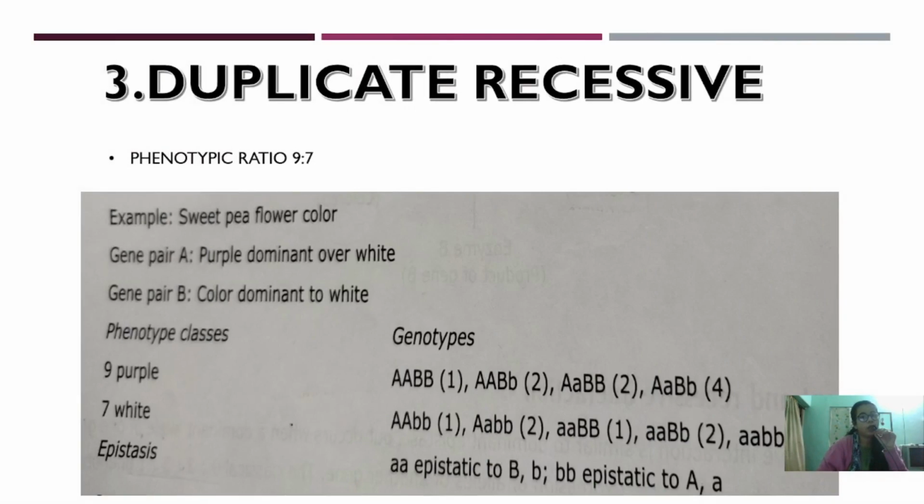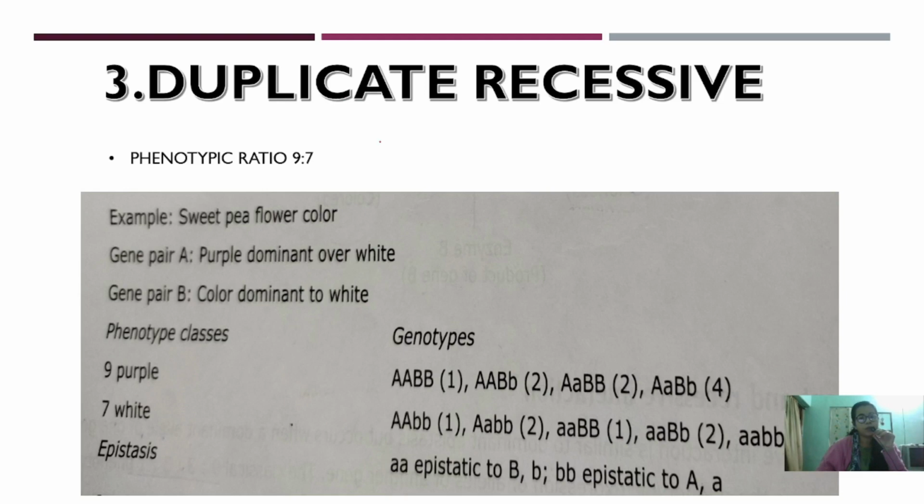Next, moving to the duplicate recessive. Here both the recessive alleles play the role: the recessive allele of gene 1 as well as the recessive allele of gene 2, when present together, will express a certain color. If they are not present together, they can't express the color. Let's see. Suppose in one gene pair, purple is dominant over white, and in the other gene pair B color is dominant over white. So we get the ratio 9:7.